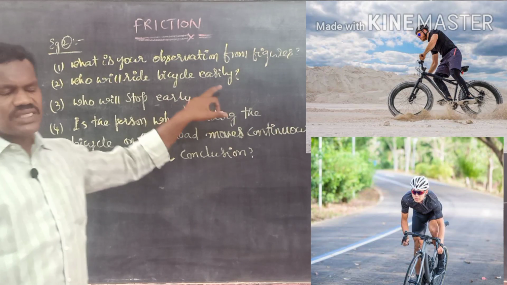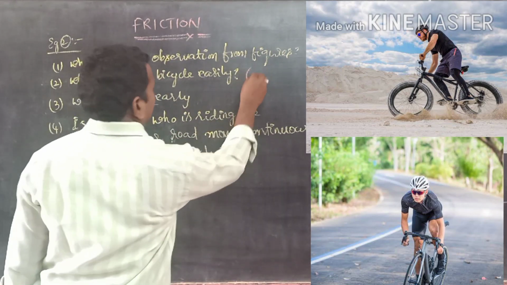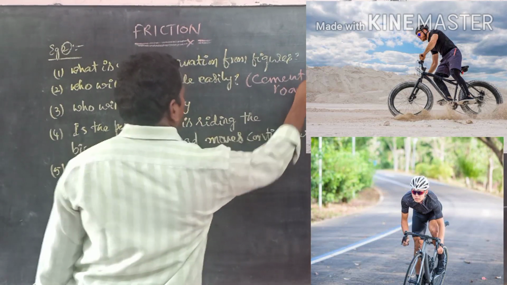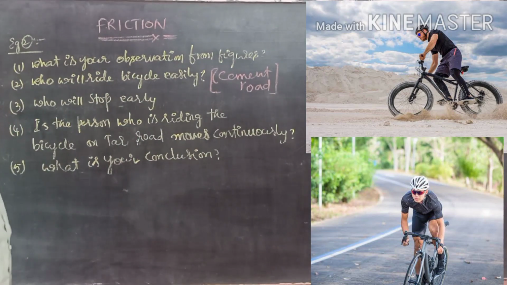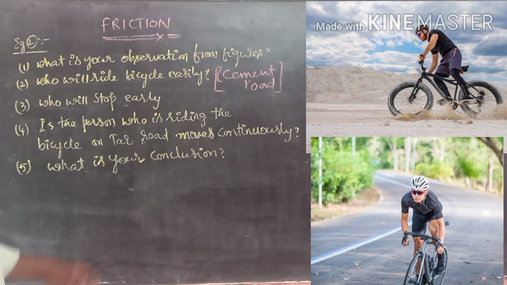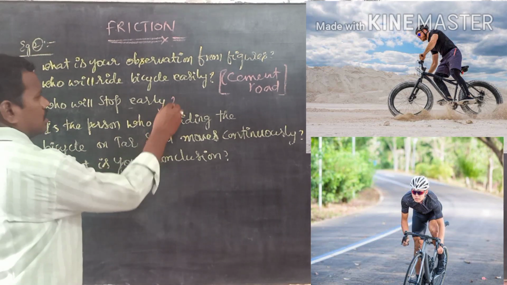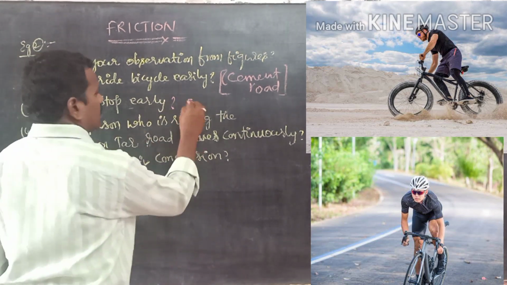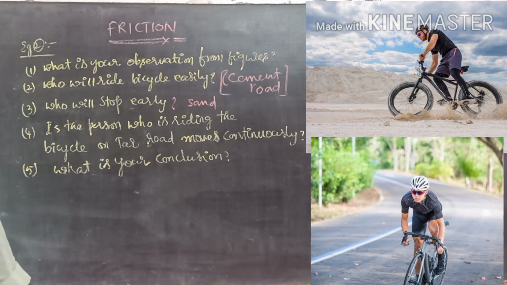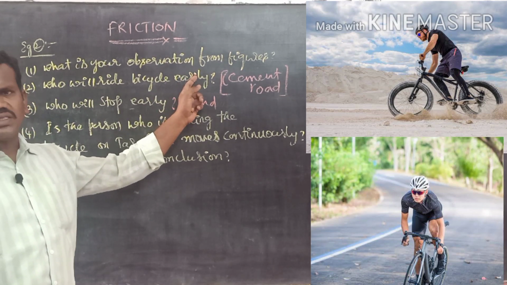Who will ride the bicycle easily? Absolutely, the answer is the person who is riding on the cement road. The person who is riding the bicycle on the cement road will ride the bicycle easily. Now, come to the next question. Who will stop early? The person who is riding the bicycle on the sand. The person who is riding the bicycle on the sand will stop early when compared to the person who is riding the bicycle on the cement floor.